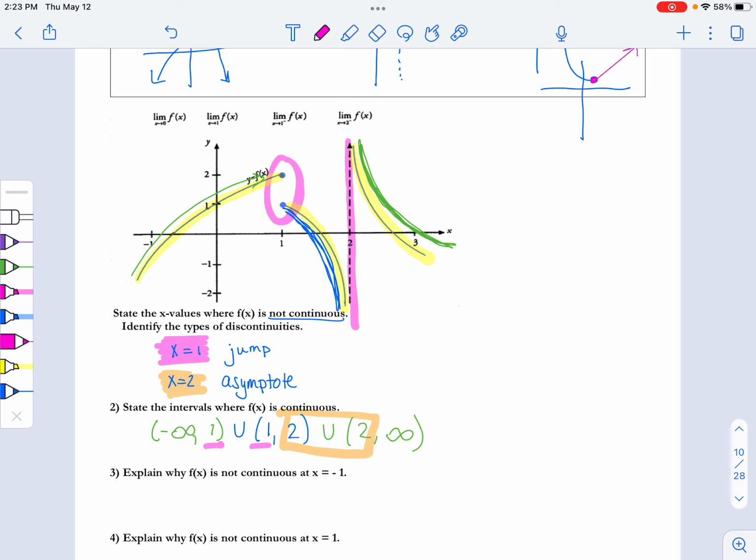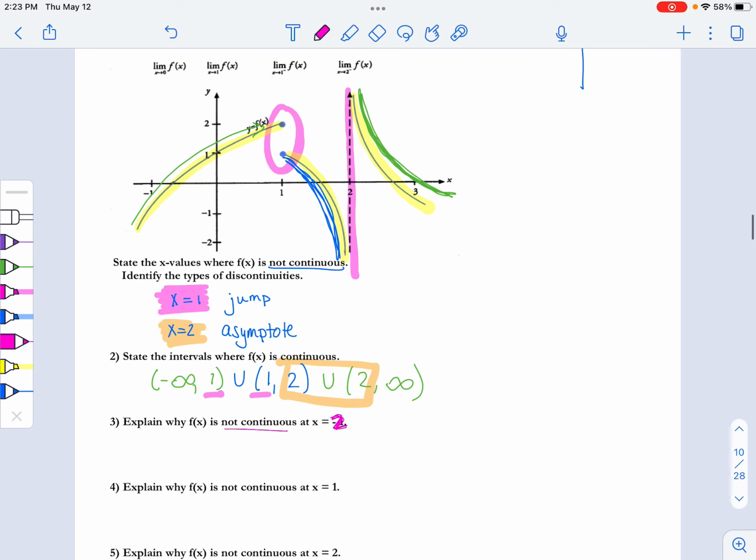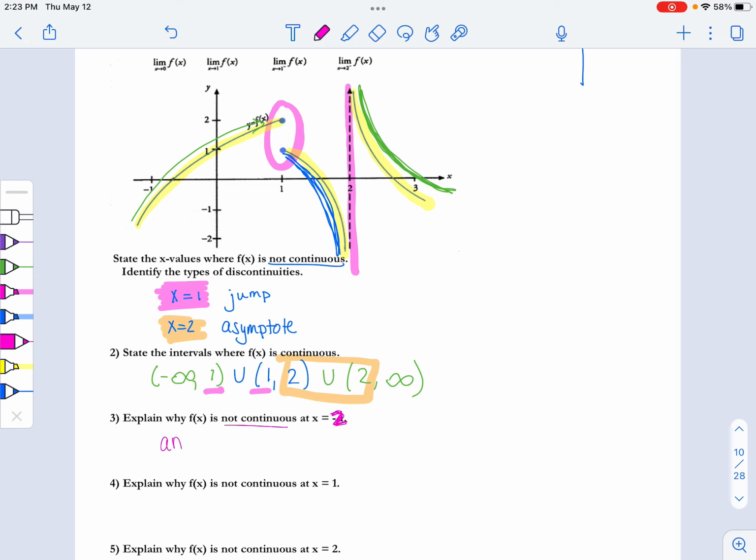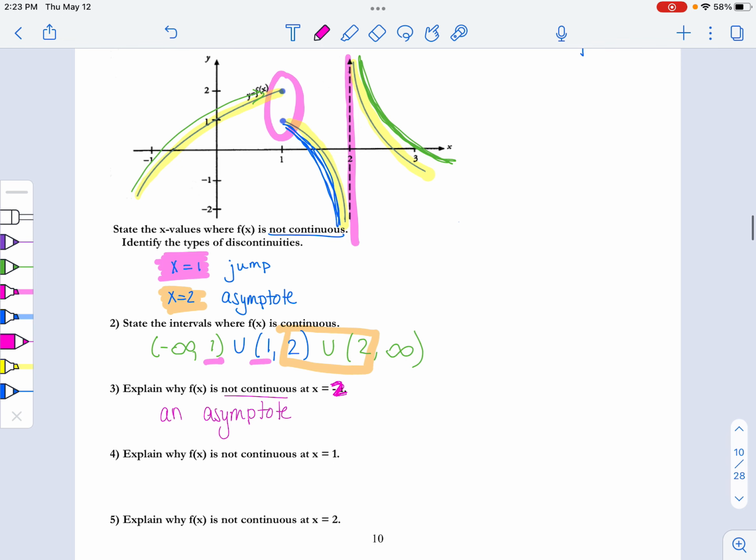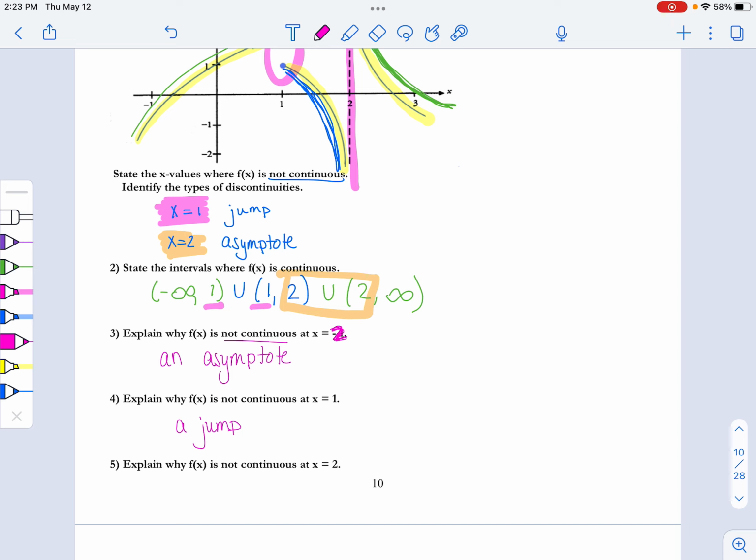So this is a bad question. It is not continuous at, let's change that to 2. And we would say there's an asymptote there. It is not continuous at 1 because of a jump. And we kind of already explained this one, so let's cross that guy out.